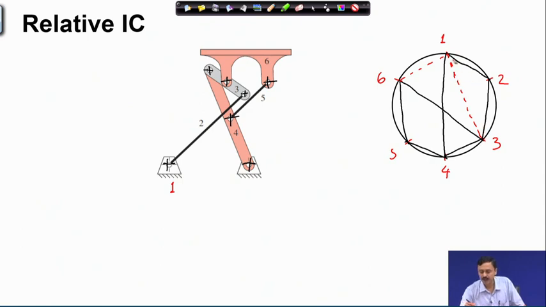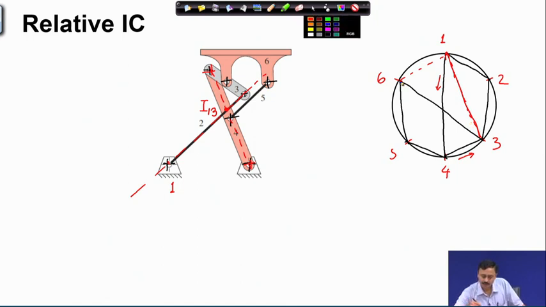Now, for I 1 3 I have 2 independent paths involving 3 rigid bodies. So, one is I 1 2 and I 2 3, 1 2 and 2 3. So, this must be one line, and the other path is 1 4 and 4 3, I 1 4 and 4 3. So, this is the other path. So, the intersection of these is I 1 3. So, I have now located I 1 3.